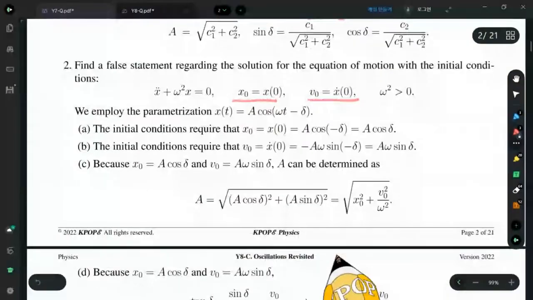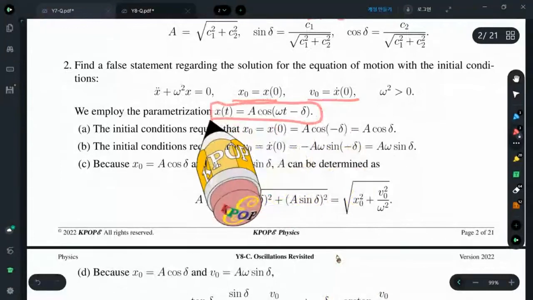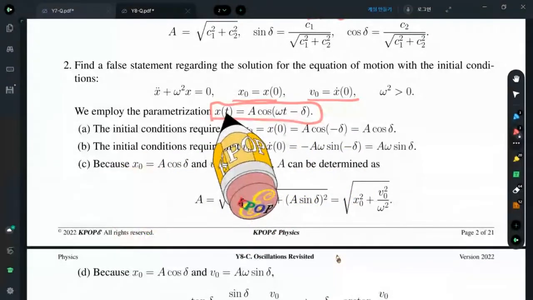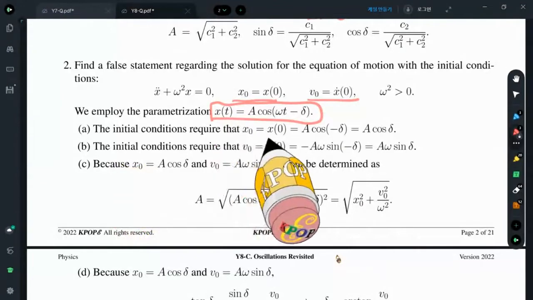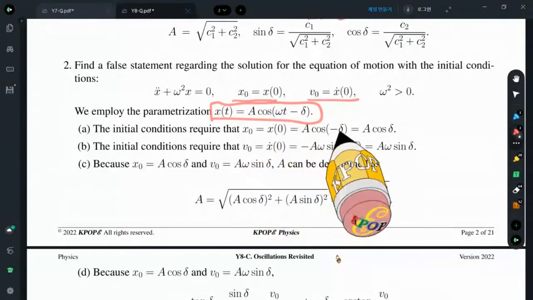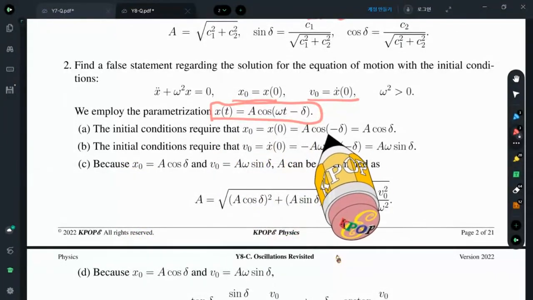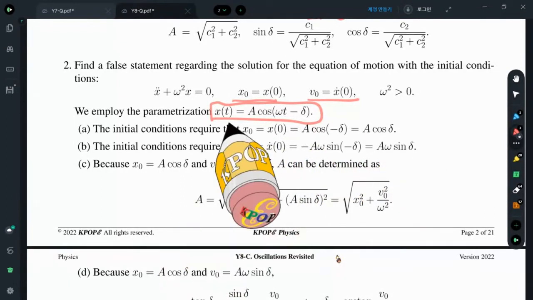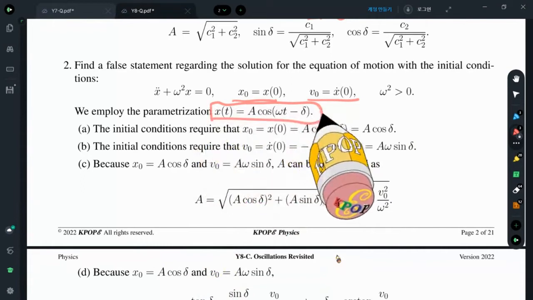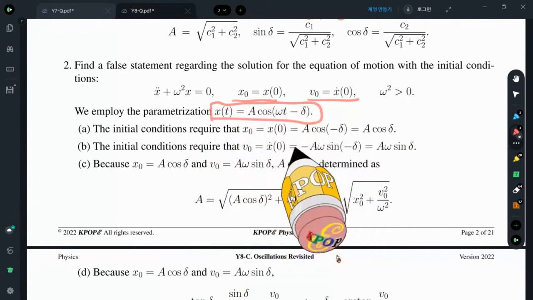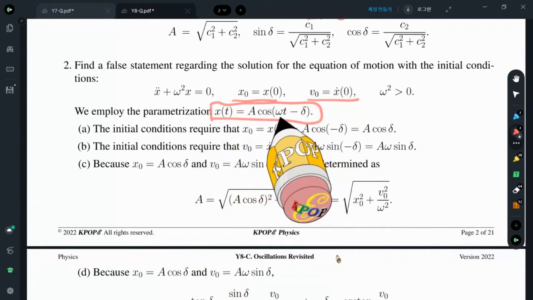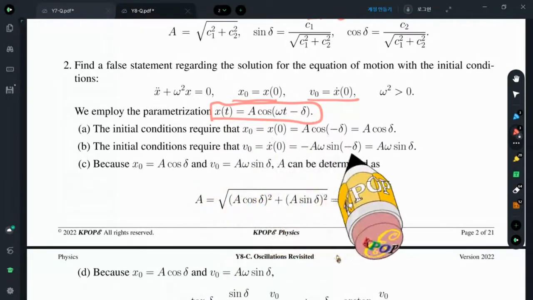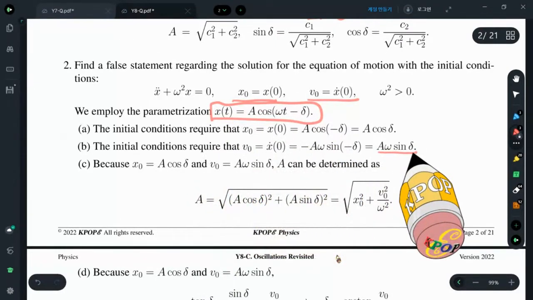Suppose that we use this cosine expression as a general solution. First, we substitute t equals 0, then it becomes cosine of minus delta, and cosine is an even function, so that is A cosine delta. The first order time derivative of this position will give you minus A omega sine of omega t minus delta. Substituting t equals 0, you will find it's A omega sine delta.